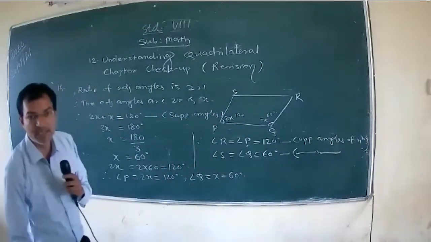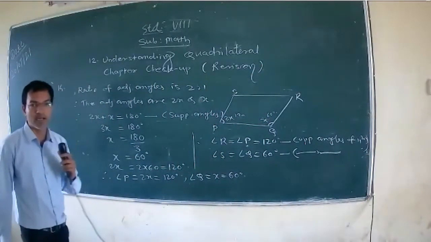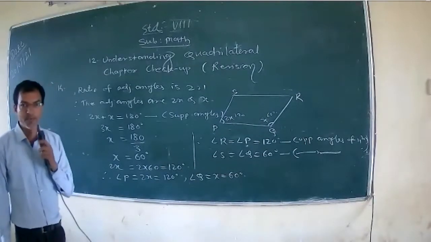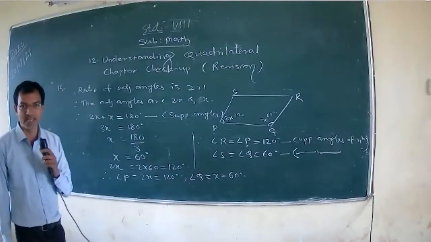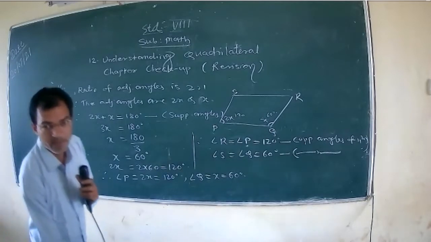So in this way you can easily find the remaining angles of a parallelogram if you know the ratio of adjacent angles. Okay, so write this down.